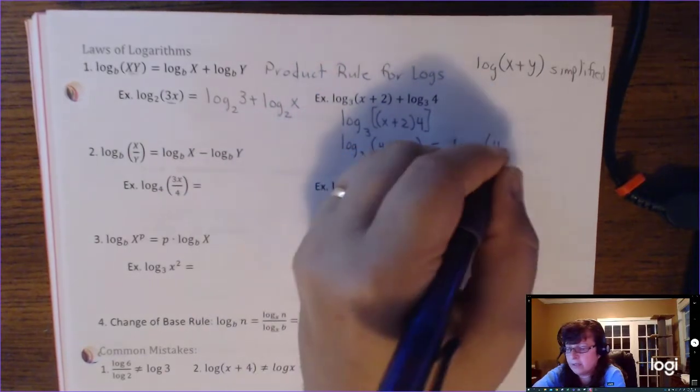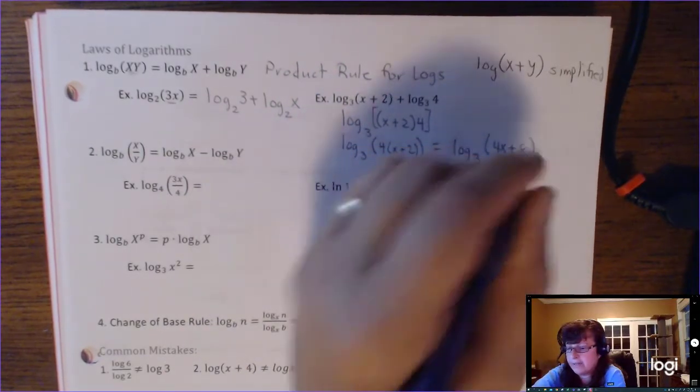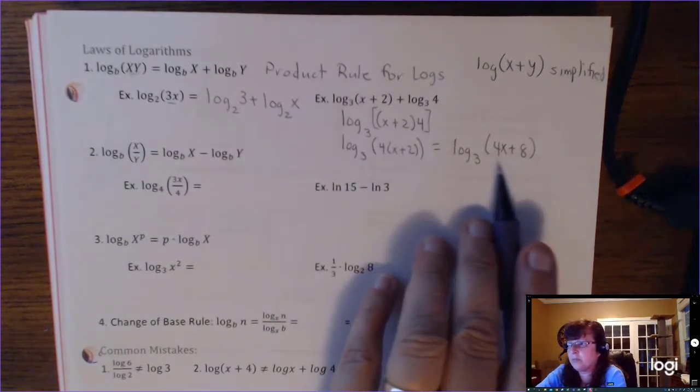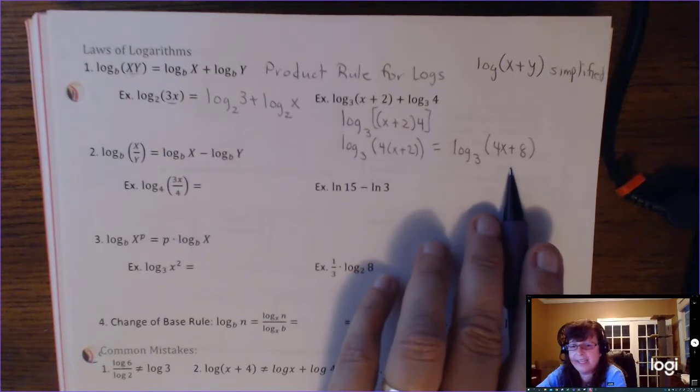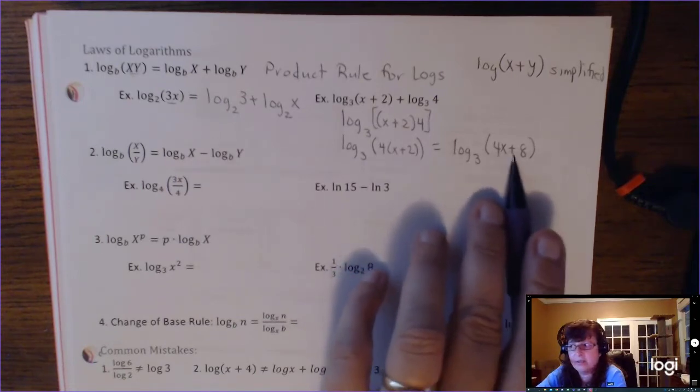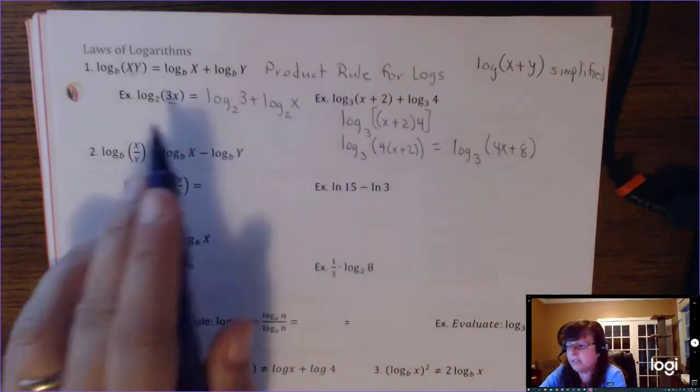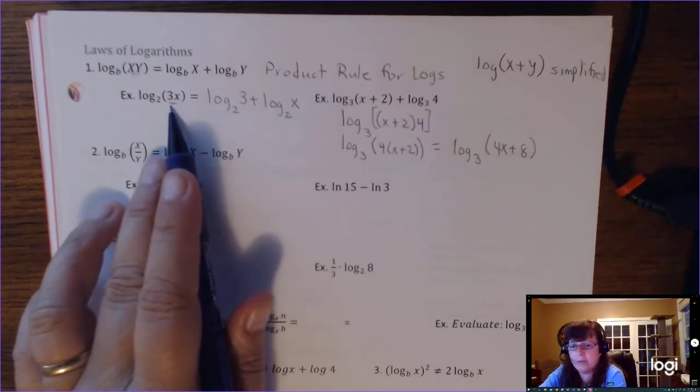That's the log base 3 of 4x plus 8. And can you split that up? No, you don't split up 1 log added. This is stuck together like glue. You can only split it up if it's a product in there. 1 log multiplied is 2 logs added.